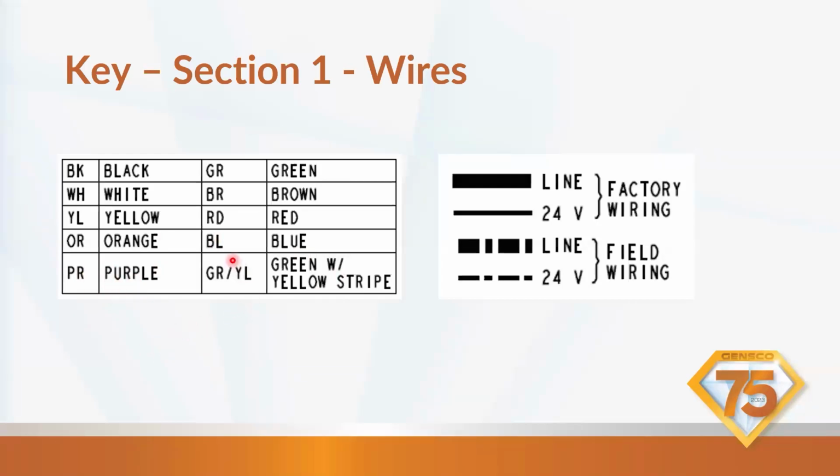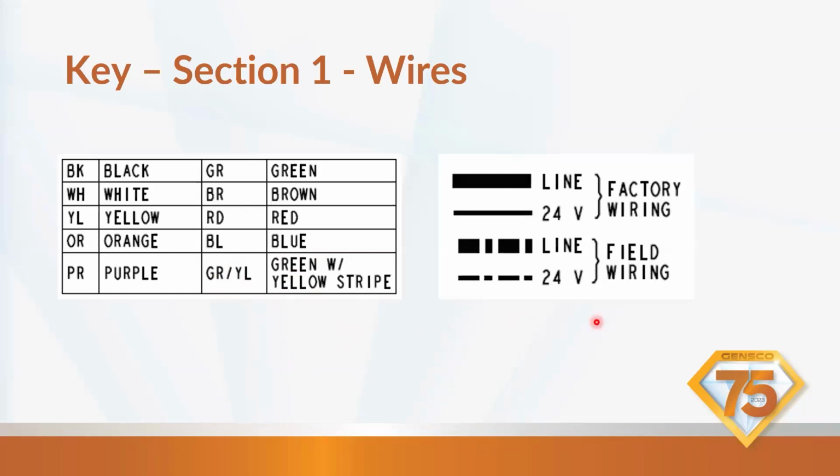Obviously, ground wires will be green with a yellow stripe, and they tell you that right here, GR/YL. So it's a green wire with a yellow stripe, not a yellow wire with a green stripe. So make sure, because sometimes you get lots of wires with stripes on some furnaces, and every single one of those will be listed in the wiring section of the key.